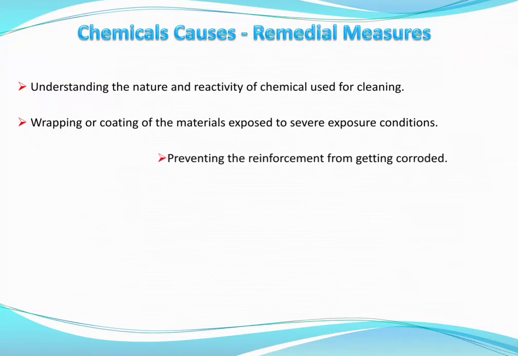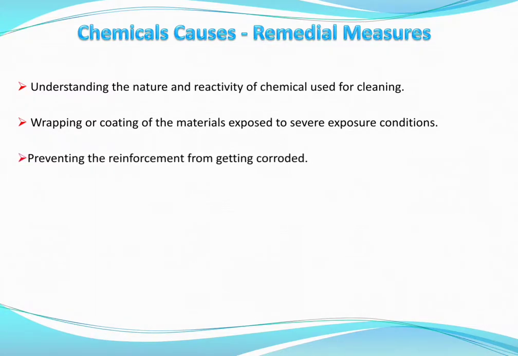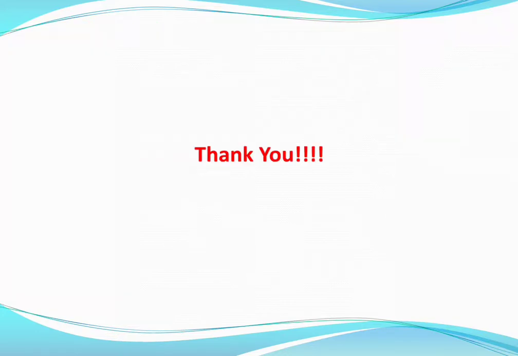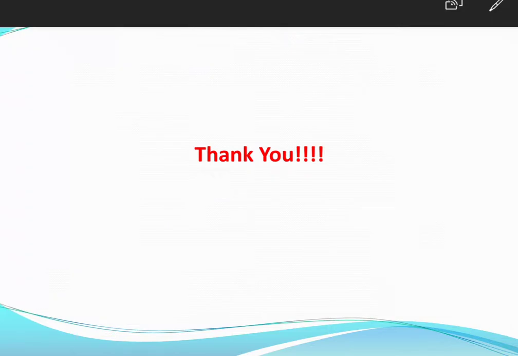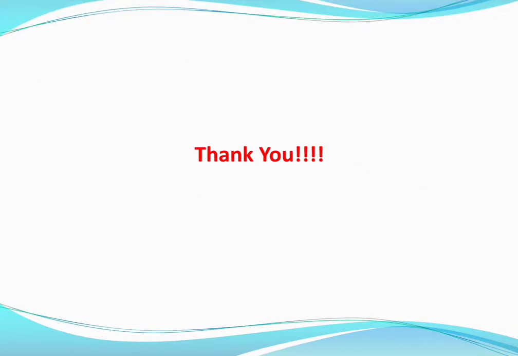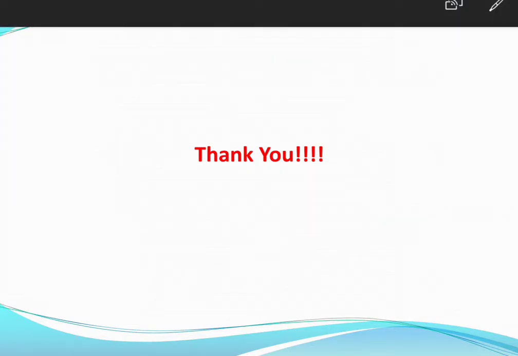Then next is preventing the reinforcement from getting corroded. Yes, we have anti-corrosion paints, anti-corrosion layers and coatings, which have to be applied on the reinforcement, and we can prevent it. So the best way of preventing corrosion is taking proper care of things, and if you are able to do it, you can overcome chemical deterioration.